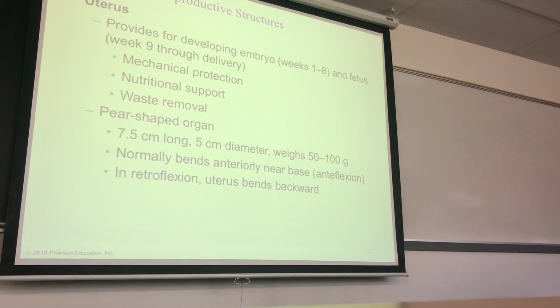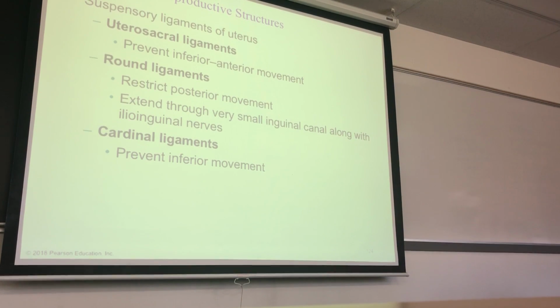The uterus normally bends anterior in anteflexion, but sometimes women have what's called retroflexion. It's probably a little more common than what we think, and that's where the uterus bends backward instead of forward. Here are some of the suspensory ligaments of the uterus that you have to know: the uterosacral, the round ligaments, and the cardinal ligaments. I don't think cardinal ligaments are on your lab list.